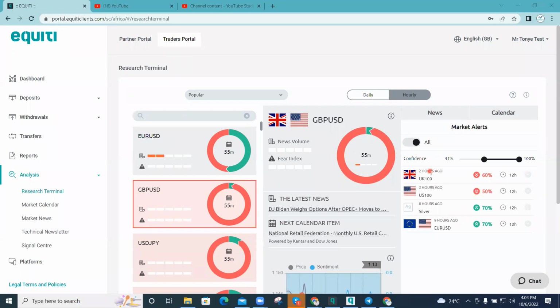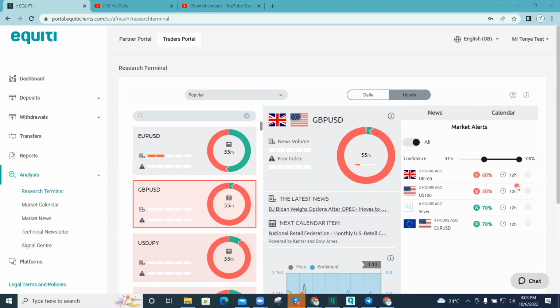We have this signal dropped 2 hours ago. This is what it means. UK 100 is the asset. 2 hours ago, this instrument was dropped. And the sentiment on this instrument is a sell. That's why we see red. And the confidence level is 60%, of which perhaps for me, I would take it because it's a 60% confidence level. All right. So this time here, 12 hours simply means this signal is valid for the next 12 hours. So 2 hours down already, we have 10 more hours to go.